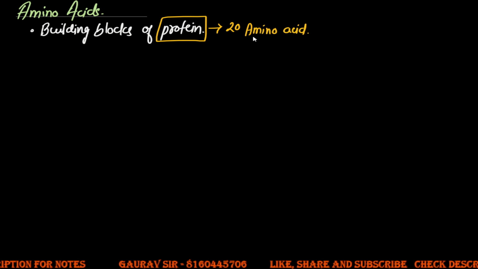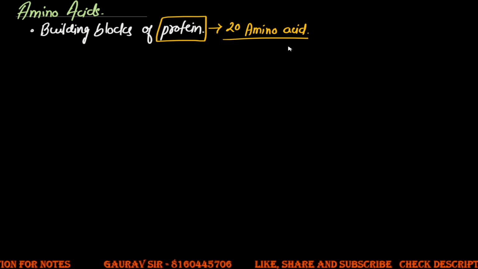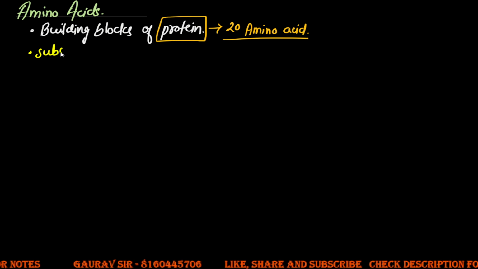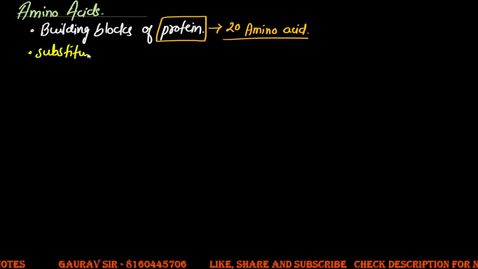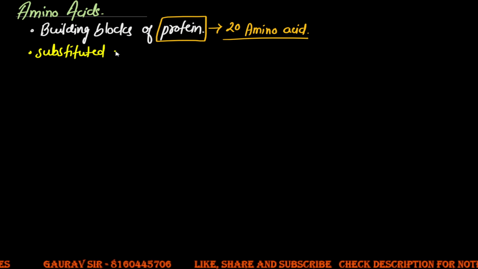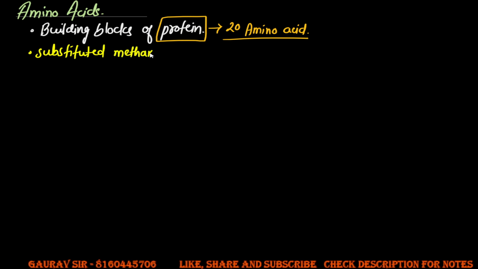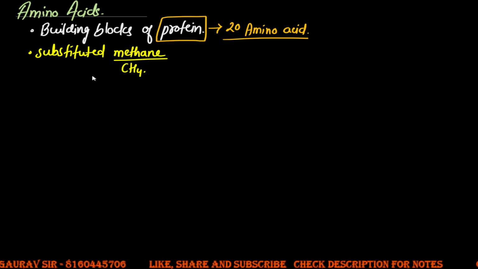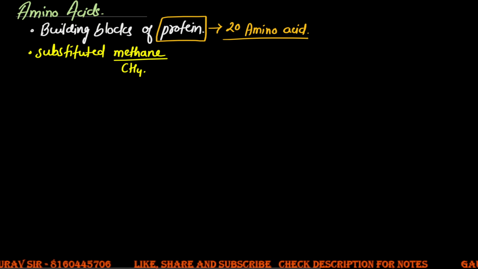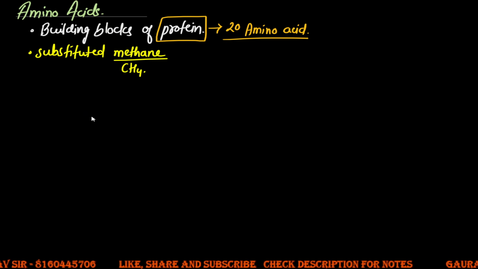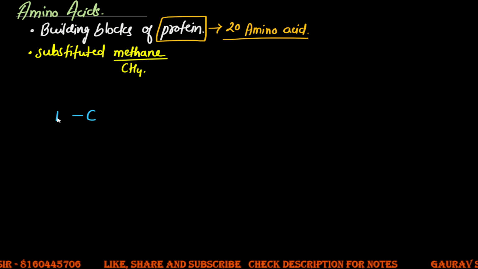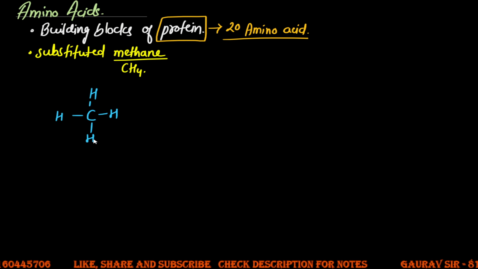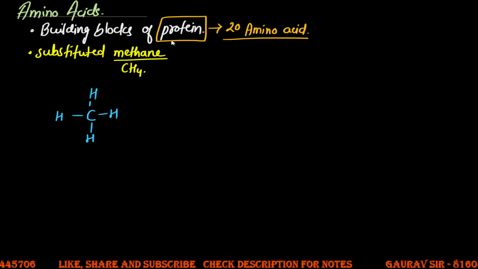Okay. And these 20 different types of amino acids that we would come across are nothing but substituted methane. Okay. They are substituted methane. Let us try to recall the formula of methane. It goes like CH4. Right, that's the molecular formula of methane. If you have to draw it structurally, you can draw it as C binding with H at 4 different positions. Okay, so there are 4 bonds of carbon with hydrogen.